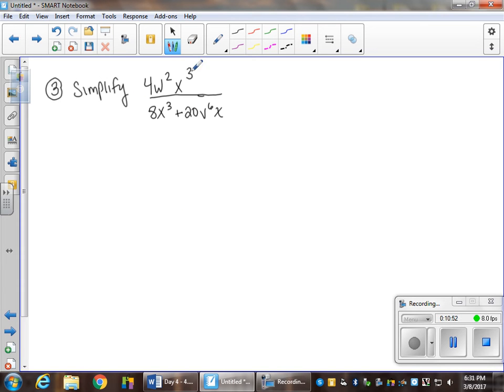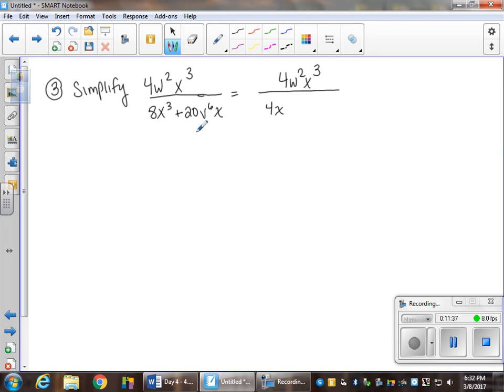So my numerator is just a single term. Therefore, I'm going to ignore my numerator for the moment. Really can't do anything with 4w squared x cubed. My denominator is a binomial, has 2 different terms, so we can look for a GCF. 8 and 20. Well, the GCF of 8 and 20, meaning what's the largest number they're both divisible by? Hopefully you just said 4. I would agree. Now, I have 3 x's in the first term, a single x in the second term. What is the most number of x's I can factor out? Just a single x.